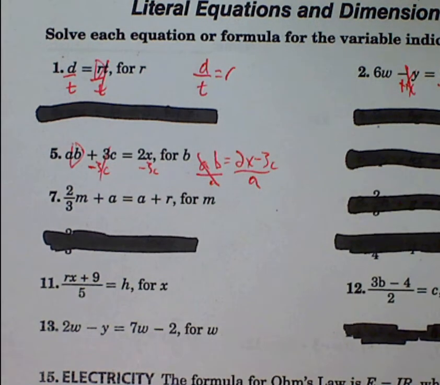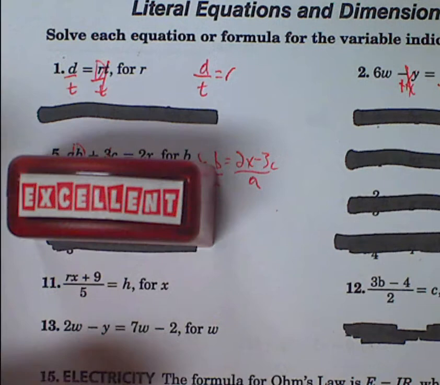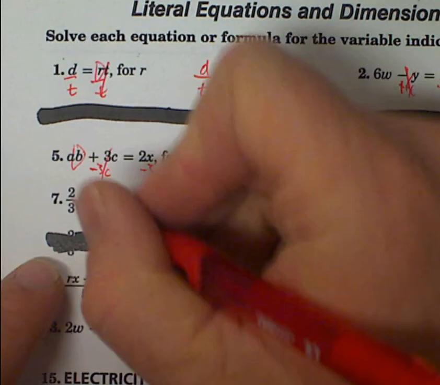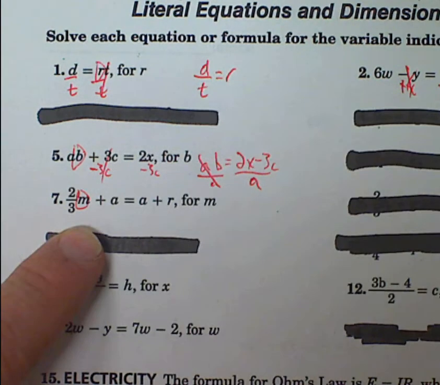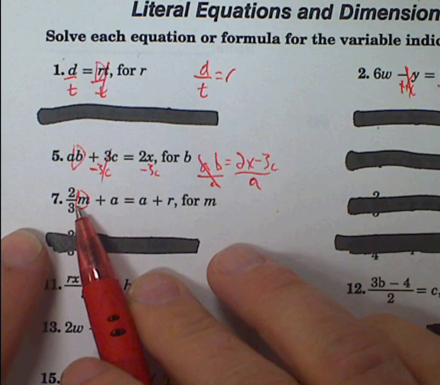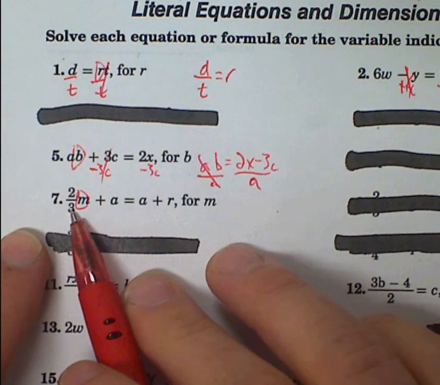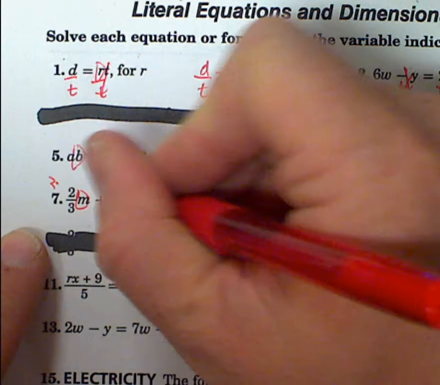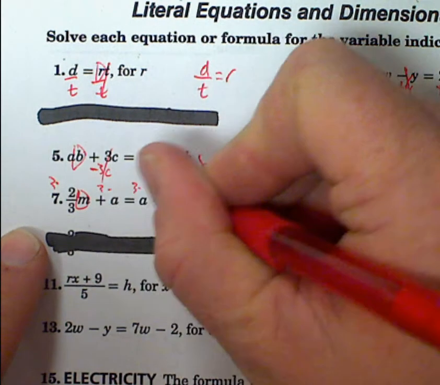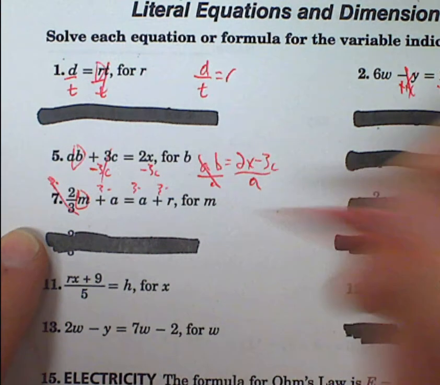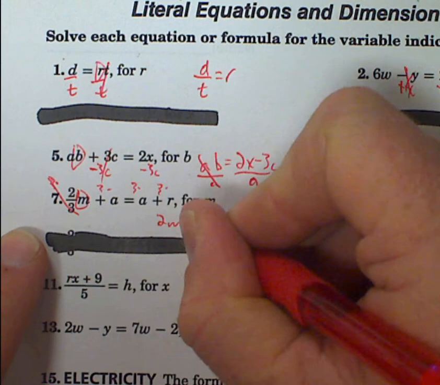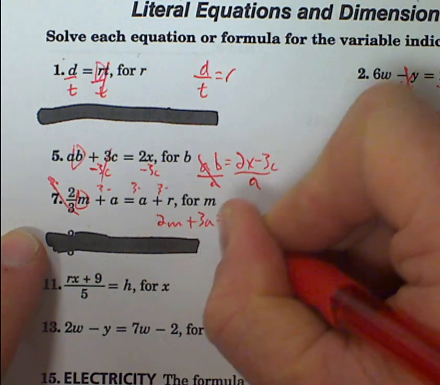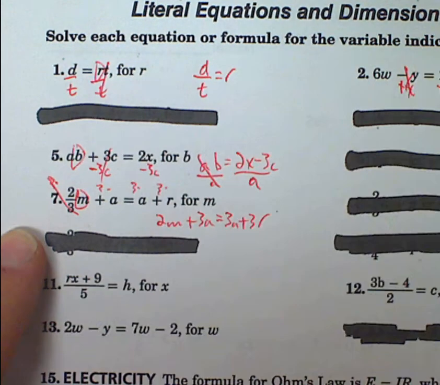Number 7, pause the video and try. It says I need to get m by itself. So the first thing I'm going to do is multiply everything by 3, times 3, times 3, times 3. So that gives me 2m plus 3a equals 3a plus 3r.